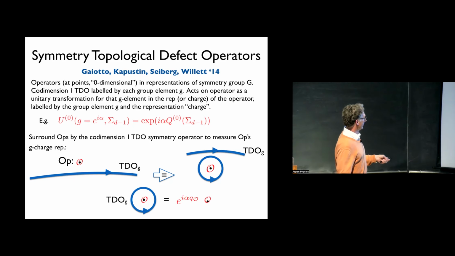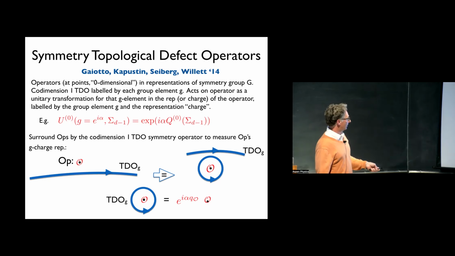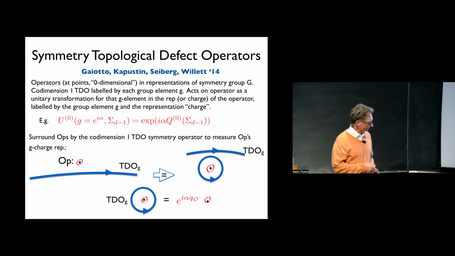Just to draw some pictures, this is the operator O, and this dot in the middle is the spacetime point where it is. This is the topological defect operator associated with the group element G. If we pull it up, it goes through the operator, but then part of it gets stuck, wrapping around the operator. And this part that wraps around the operator just gives a phase times the operator. That's how this measures the charge of the operator.